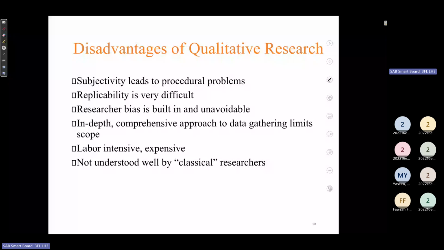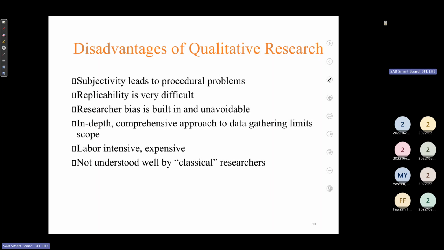So those are the two main disadvantages of qualitative research. One, inability to generalize, and the second one is subjectivity. There are others as well, but replicability is very difficult. You cannot replicate because there is only one JK in Sri Lanka. So you cannot replicate the same research somewhere else because there's one JK.